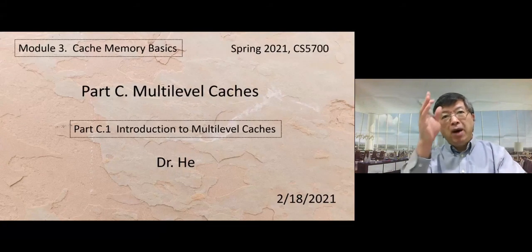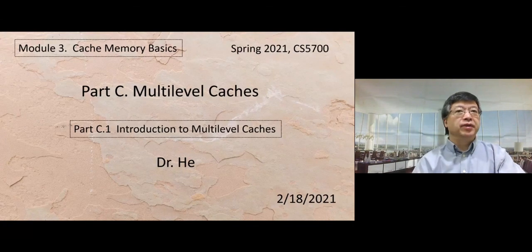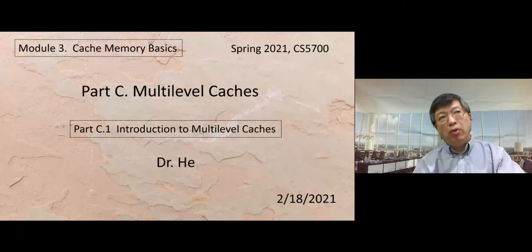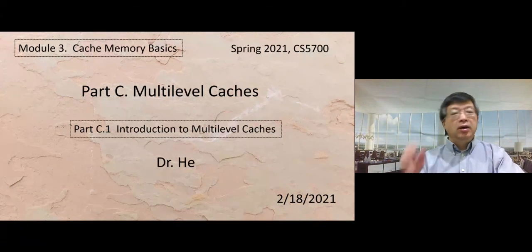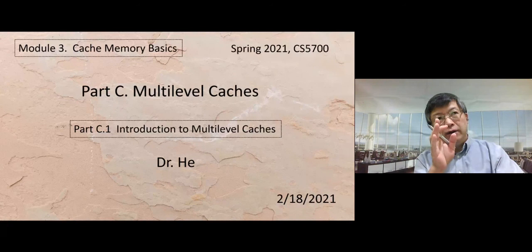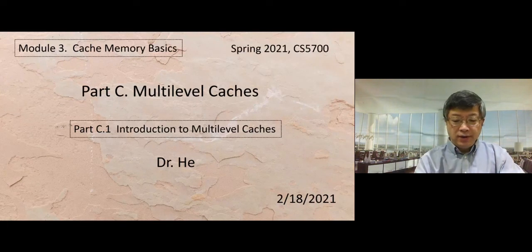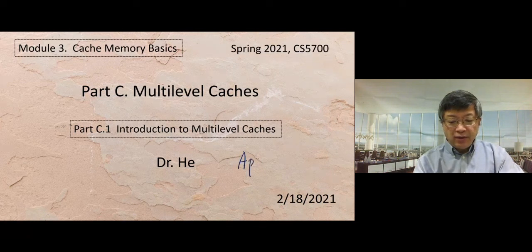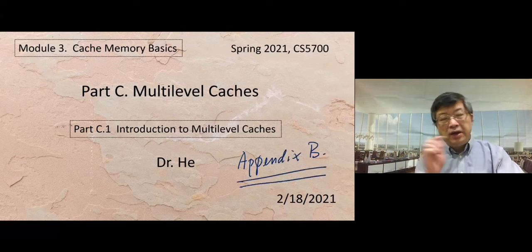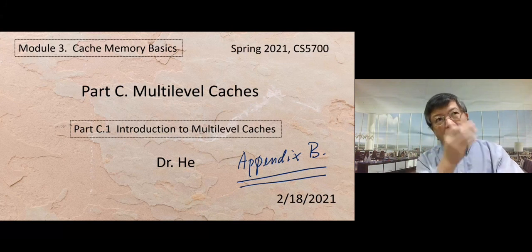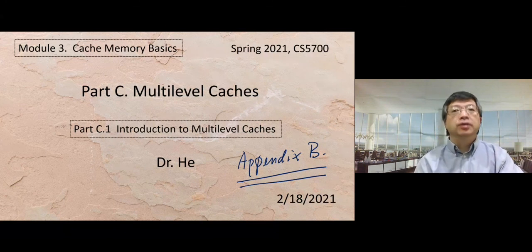Module 3, multi-level caches. So this is another very important topic. A lot of the material of this part comes from Appendix B. Otherwise you may not be able to find it. Appendix B. Actually, most of the material comes from Appendix B, with a small amount related from Chapter 2.